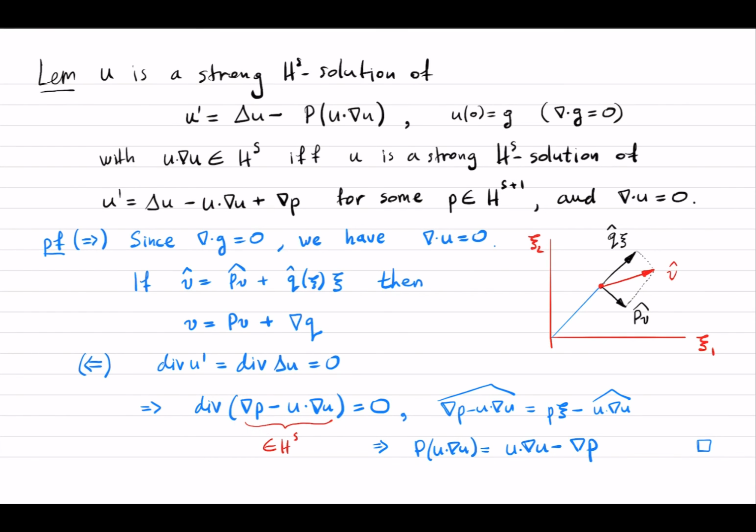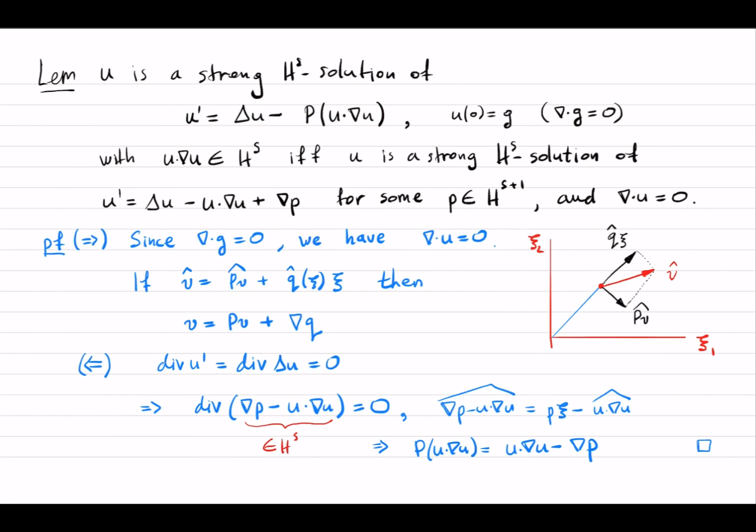And if you look at the Fourier transform of this combination, we see that it is one radial vector minus the nonlinearity. And this is a vector that is orthogonal to the radial direction because it is divergence free. So that means this is exactly the Leray projection of the nonlinearity. So by substituting the Leray projector instead of this combination, we recover that.